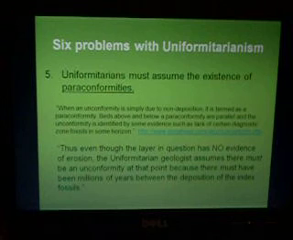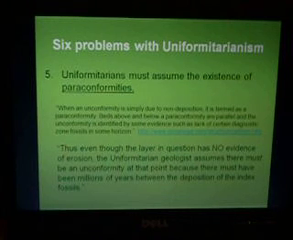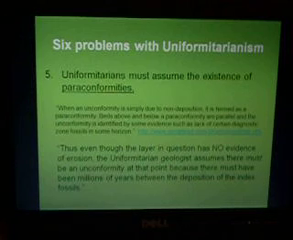So this one is pretty hard to understand, well, not so much to understand, but to believe that they actually would put that in there just to make this fit with the geological column.